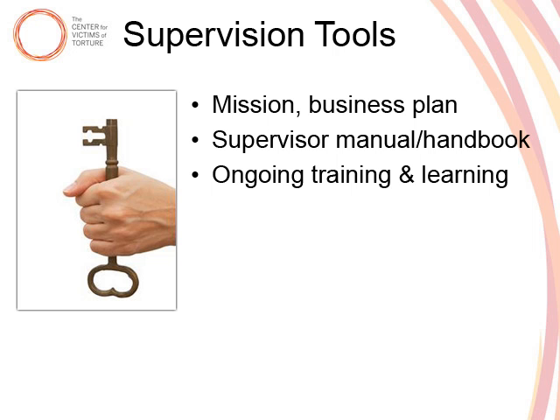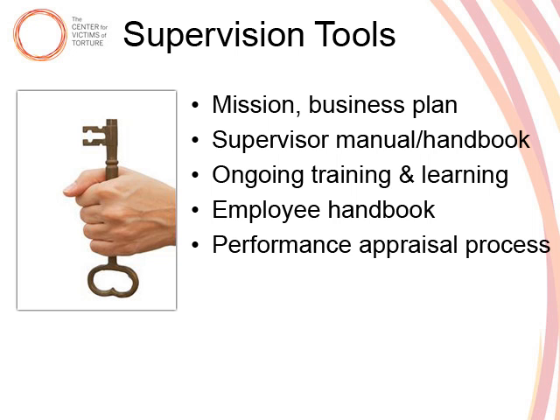Ongoing training or learning opportunities relevant to job functions for supervisors and staff. An employee handbook that outlines policies and procedures for all employees. A documented performance appraisal process. This should be a collaborative, planned effort between each supervisor and staff member. This process helps ensure that all employees have clear performance expectations, that they plan their work to meet those expectations, and that they receive regular and useful feedback about their performance.